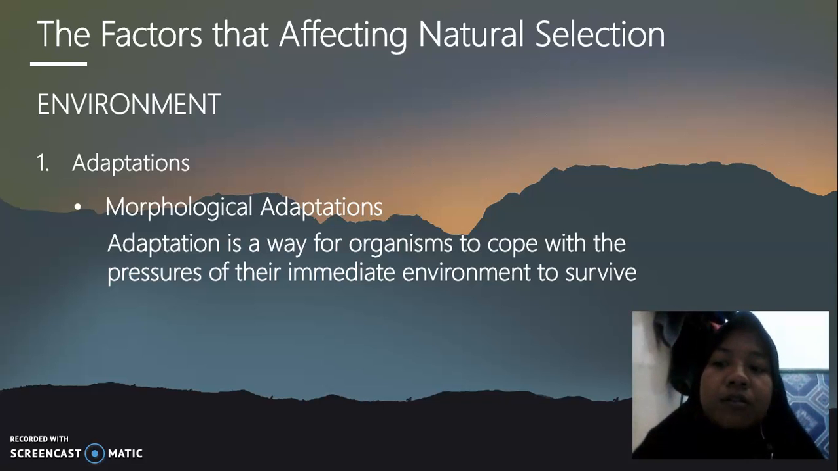The next one is environment. In the environment there is adaptation, and in adaptation there is morphological adaptation. What is that? Morphological adaptation is a way for organisms to cope with the pressures of their immediate environment to survive.